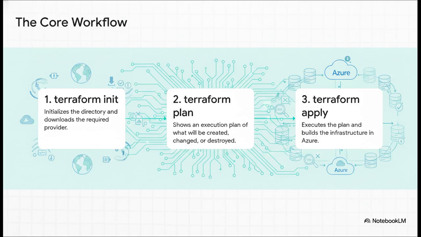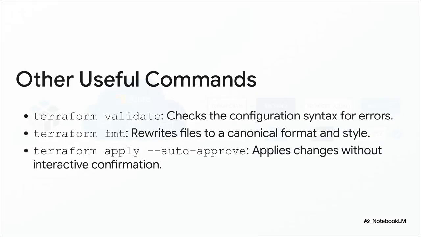Go build it. And here are a few other commands you'll end up using all the time. terraform validate is a quick spell check for your code. terraform fmt, or format, cleans up your code to keep it looking nice and consistent, which is great for teamwork. And for your automation pipelines, apply -auto-approve is a lifesaver. It just skips that "are you sure" prompt.